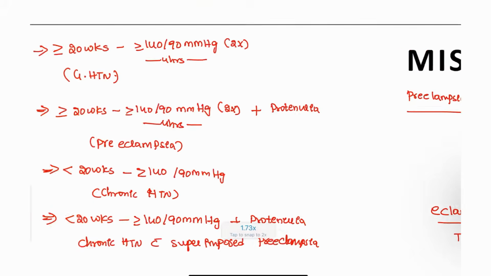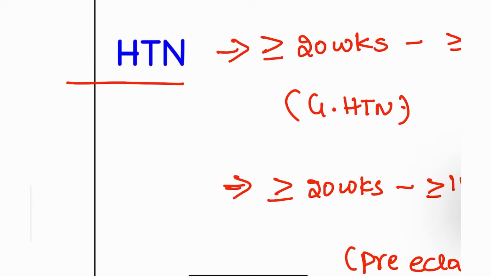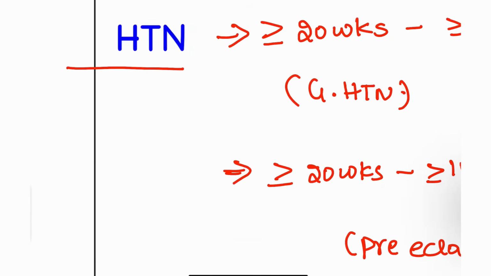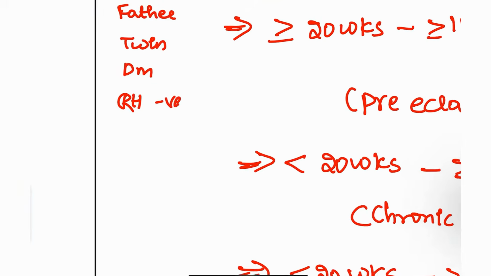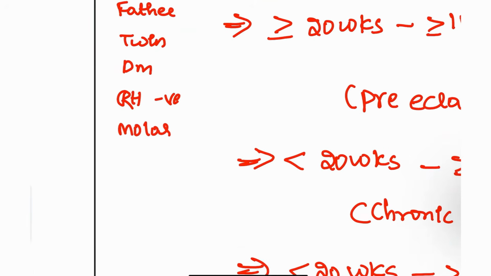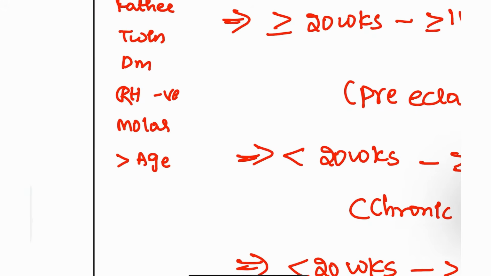Next, coming to the risk factors. What could be the risk factors, guys? Female fetal sex, first the primigravida, and the father, the paternal genes also play a role here. Twin pregnancy, diabetes mellitus patients, Rh negative pregnancy, and also those suffering from molar pregnancy. Extreme age can be a risk factor, both higher age and lower age.